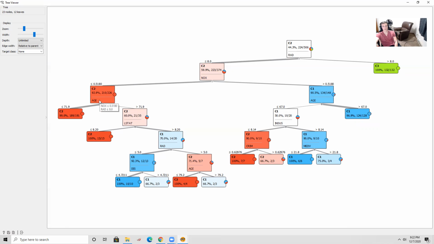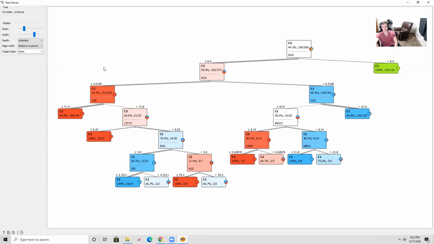And then if we look at C2 on this other side, for age, it actually uses a different measure, 71.9. If it's older than 71.9 years, it's got a 60% chance to belong in C2. If it's less than or equal to 71.9 years, it has a 99% chance of belonging to C2.